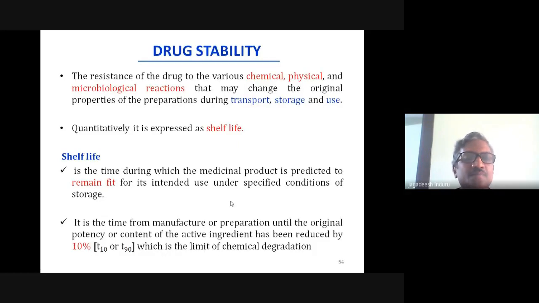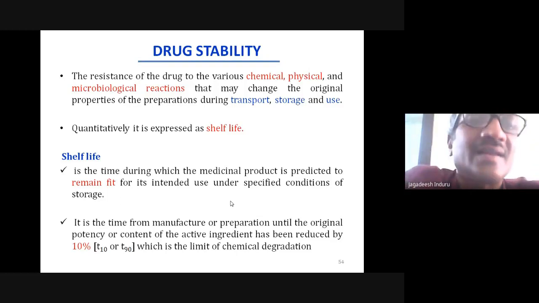If it takes 10% degradation in 5 years, then we will give an expiration date of 5 years. If it is 2 years, or otherwise 1 month, then it will be 1 month. But you need to link the shelf life with the storage condition. That is the prime concern. So this is what you need to understand. For that purpose only we are doing these stability studies.